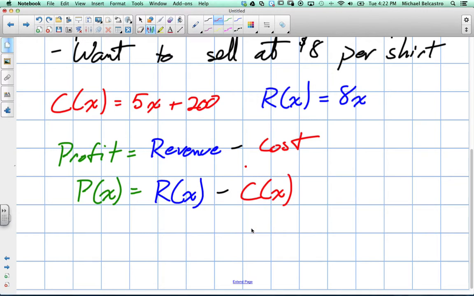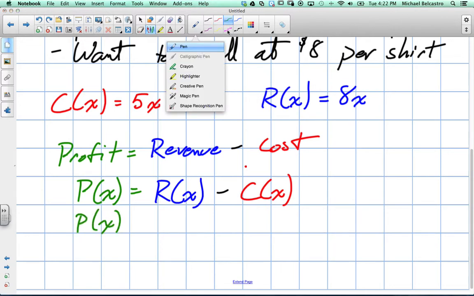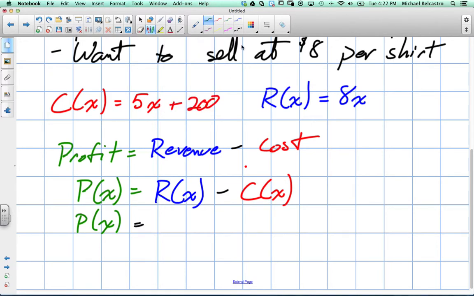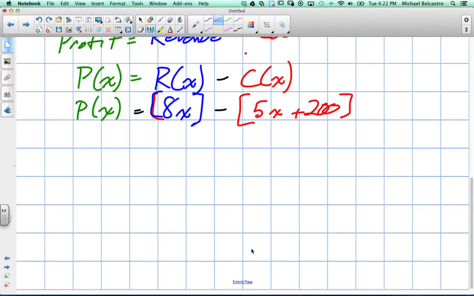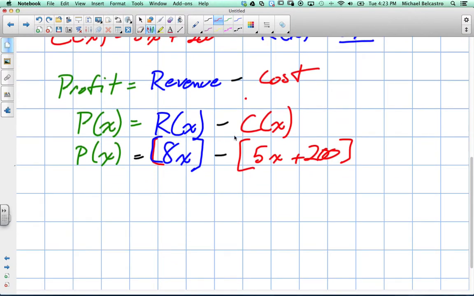So the first thing we can do is build a profit function here. Our profit function will replace our R at X with our value, 8x, so that was our revenue function. Subtract, and then technically we should have them both in brackets because they're entire equations here: 5x plus 200. The reason I want to put in brackets is so this next step makes more sense when subtracting two functions.